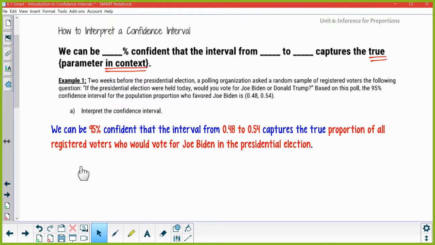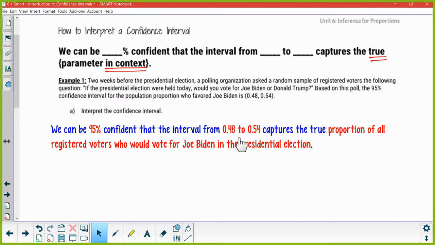I said we can be 95% because that's how confident they are. 95% confident that the interval from 0.48 to 0.54 captures the true proportion of all registered voters who would vote for Joe Biden in the presidential election. Now, yes, you could very well turn this into percentages, 48% to 54%. That's totally fine. However, they do accept a proportion, a decimal answer.